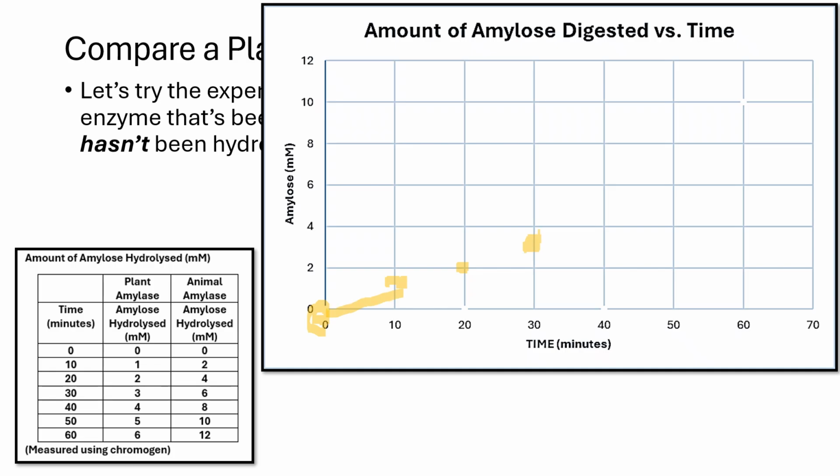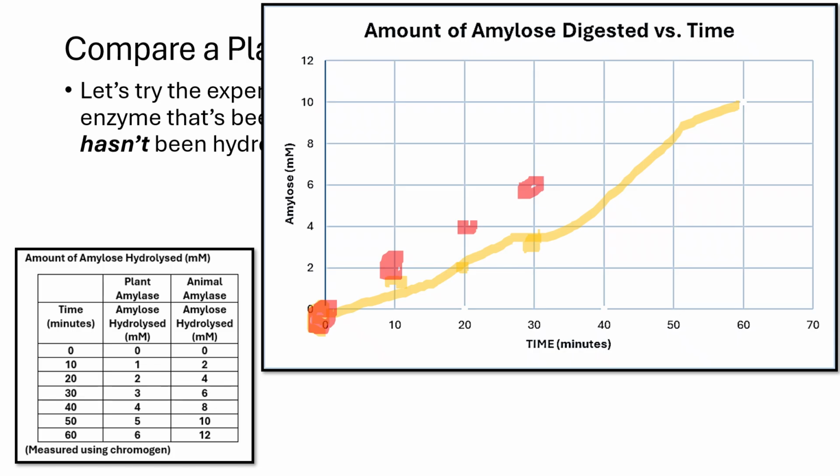And you can draw all the rest of the lines in if you want. I'm just going to show you that connecting them gives you something like that. And then I'll change colors again, and we'll look at the animal amylase, right? So it's 0, 0. This is called the origin, by the way, where it's at 0, 0. And then at 10 minutes, 2 millimoles of the amylose has been digested. At 20 minutes, it's 4. At 30 minutes, it's 6.